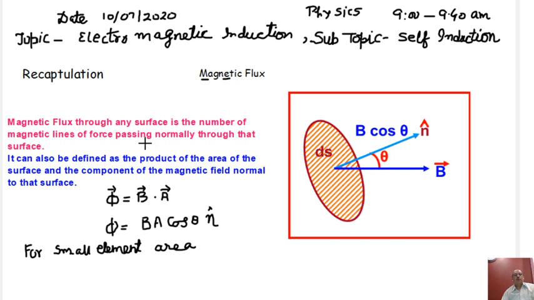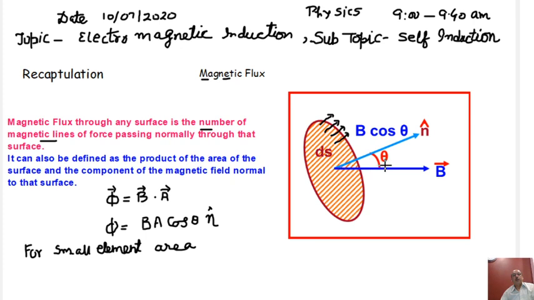Magnetic flux through any surface is the number of magnetic lines of force passing normally through that surface. Here we have a surface and the number of lines of force passing through it. But we consider here the number of lines of force which pass normal to the surface.